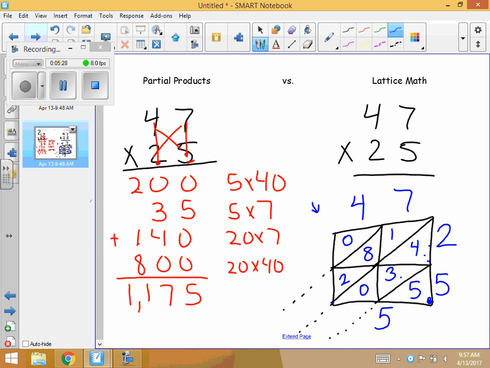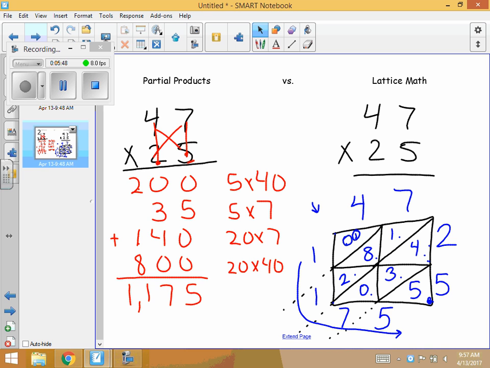Then I've got 4 plus 3 plus 0, which is 7. And I have 1 plus 8 plus 2, which is 11. So again, I place my 1 here. My 1 from my tens place comes up here. 1 plus 0 is 1. So again, I got that answer of 1,175.